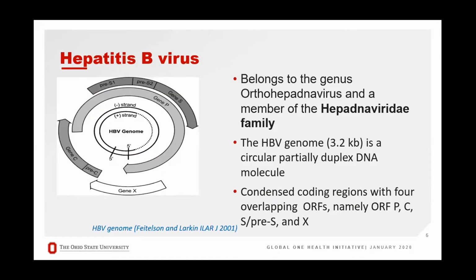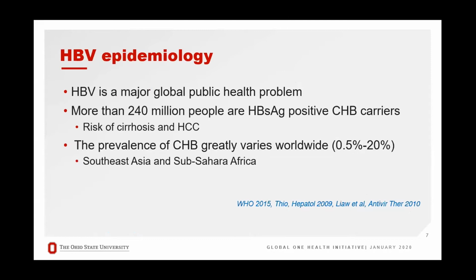When I come to Hepatitis B virus, the virus belongs to the genus Orthohepadnavirus and is a member of the Hepadnaviridae family. The genome size is about 3.2 kilobases. It is the smallest DNA virus, with a circular, partially duplex DNA molecule. This virus contains a condensed coding region with 4 overlapping open reading frames, namely the open reading frames for polymerase, core antigen, surface antigen, and gene X. So it's a very small virus among the DNA viruses, having overlapping reading frames.